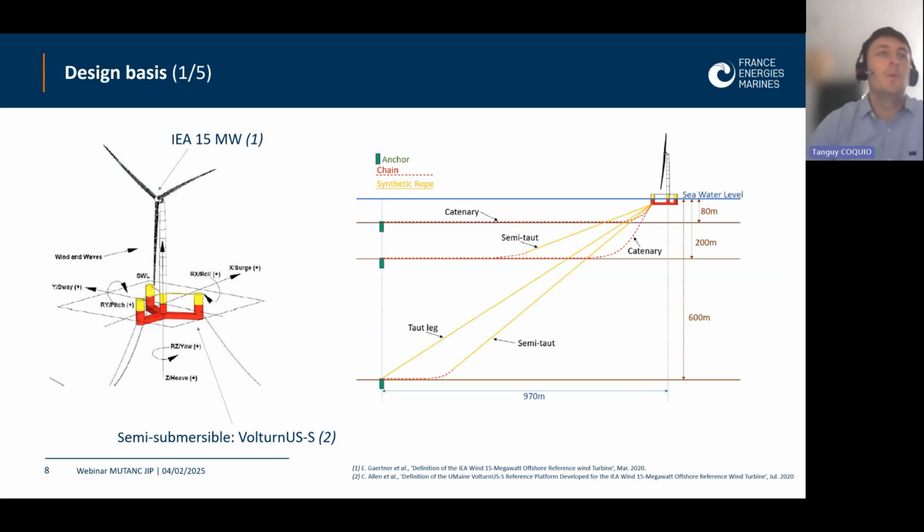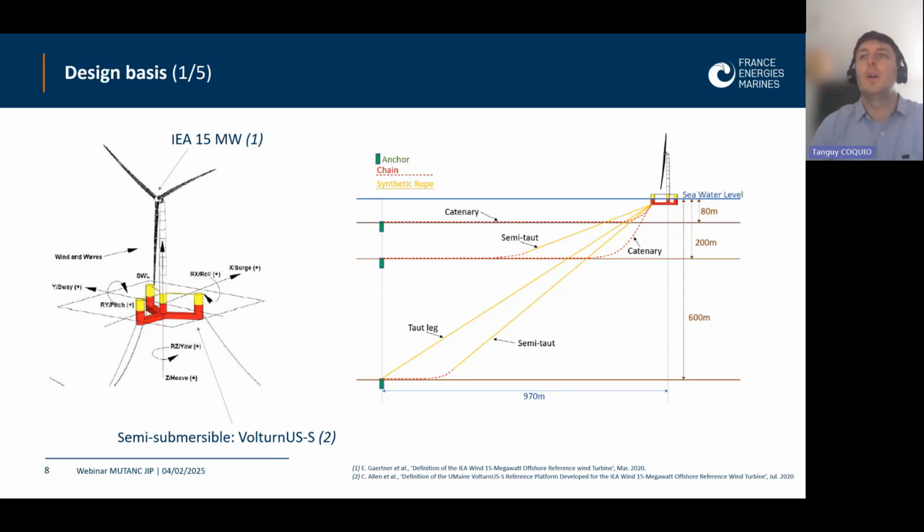So the design studied was the VolturnUS-S floater developed by the University of Maine and with the IEA 15 megawatt turbine, which are both open source designs. So it was very relevant for our study to share the information about what we've done here. We decided to target 3 different water depths, 80 meters, 200 meters, and 600 meters.